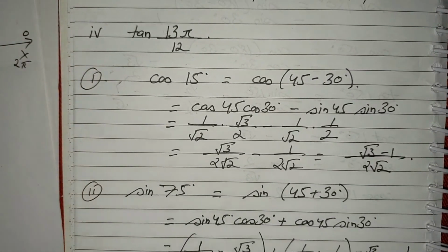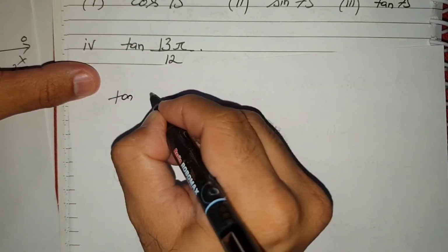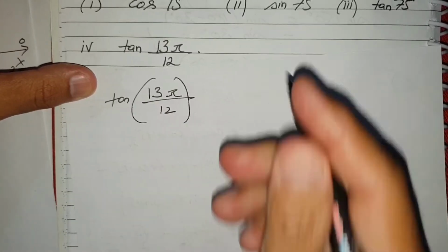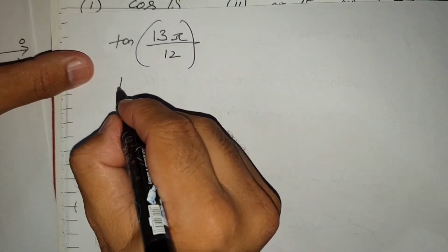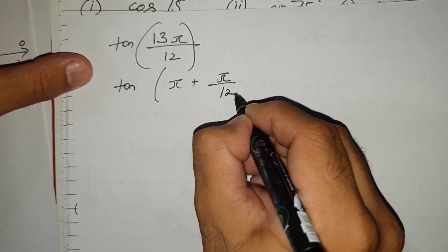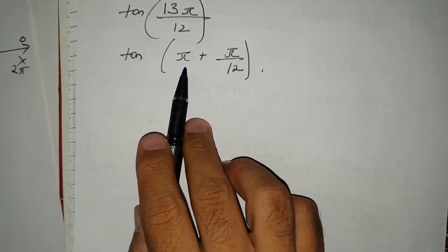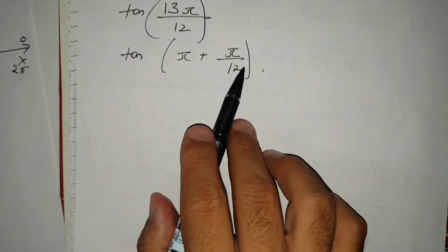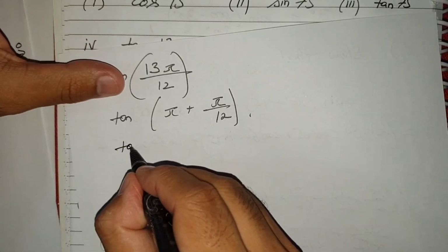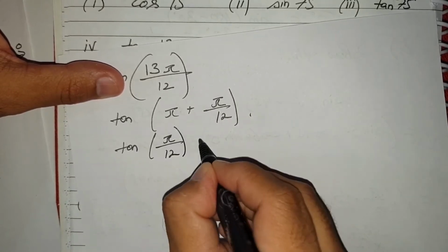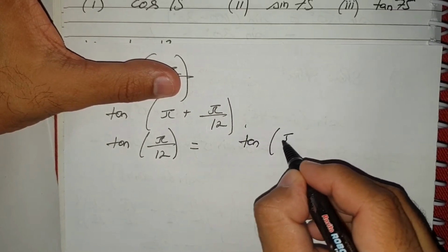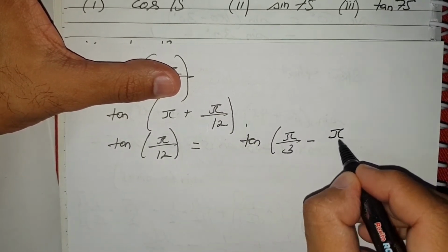Now our next example is tan 13 pi by 12. Basically 13 pi by 12, you can write as tan of pi plus pi by 12. Now at pi the function will not change, and pi plus pi by 12 will be in the third quadrant. Tan is positive, so this will be tan pi by 12. Now tan pi by 12, you can write as tan of pi by 3 minus pi by 4.